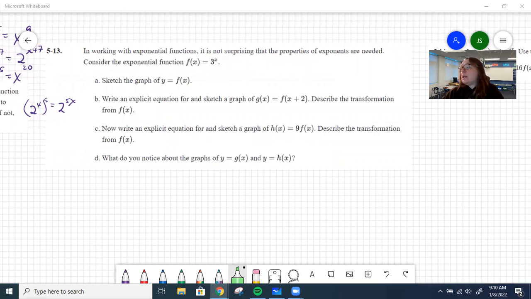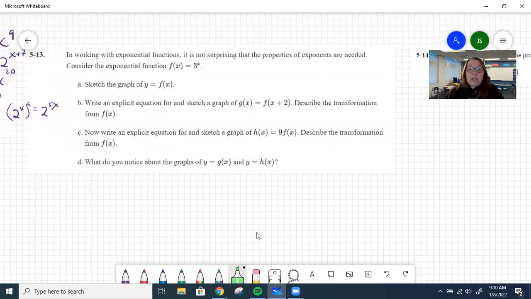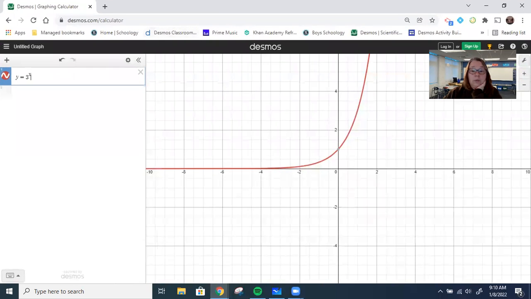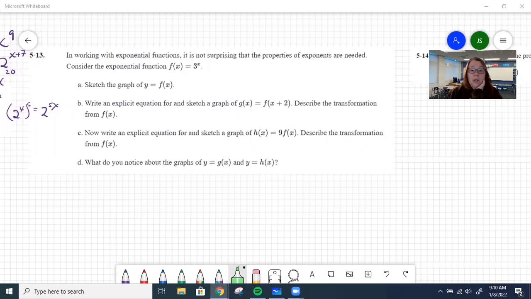All right, so we're going to take a look at this next one. And we kind of want to see, well, why does that work? How does that look graphically? It says in working with exponential functions, it's not surprising that properties of exponents are needed. So consider the function f of x equals 3 to the x. It says sketch a graph of this function. I have it here in Desmos. We're going to just take a quick look at it. There it is. That's what it looks like. It's exponential growth.